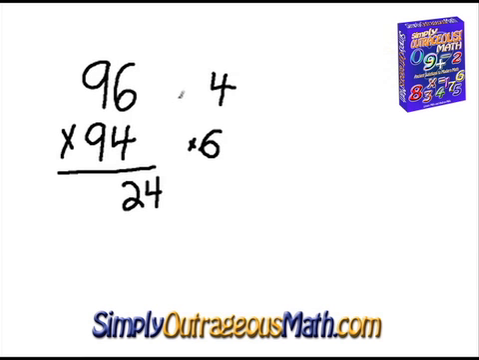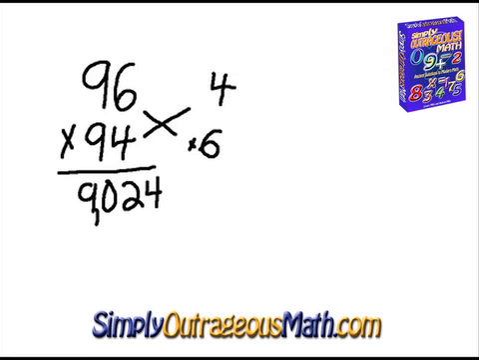And now we want to subtract 6 from 96, or we want to subtract 4 from 94. 6 from 96 would give us 90, which is the first part of our answer, or 4 from 94 would give us 90. So our answer is 9,024. Okay, easy enough.